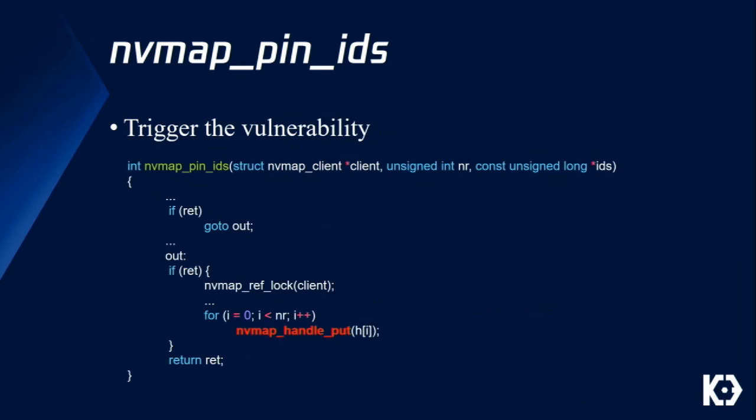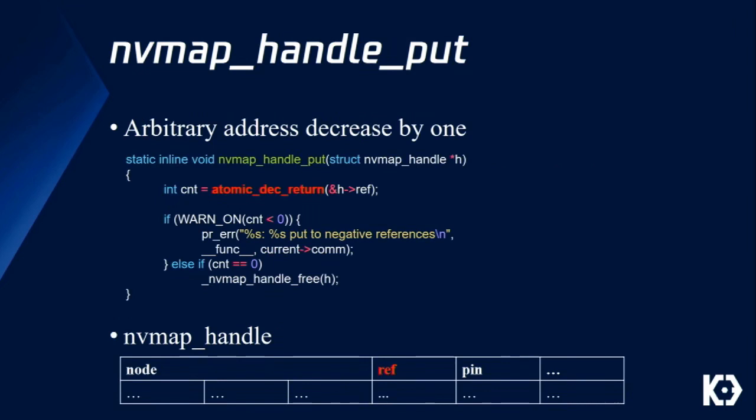So next, if there are invalid nvmap handle structures, these invalid handle structures and other nvmap handle structures in this array before these invalid structures will be processed by the function nvmap handle put. The function nvmap handle put will decrease the reference of these invalid structures. Since the pointers of these invalid nvmap structures are provided by the user process, we can decrease any integer data by 1 in kernel memory.